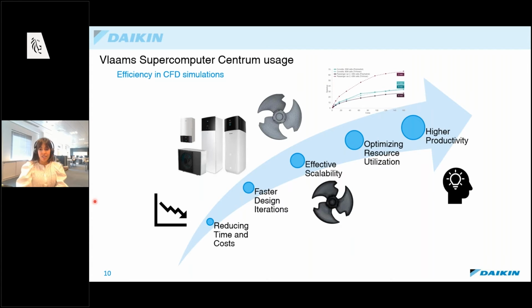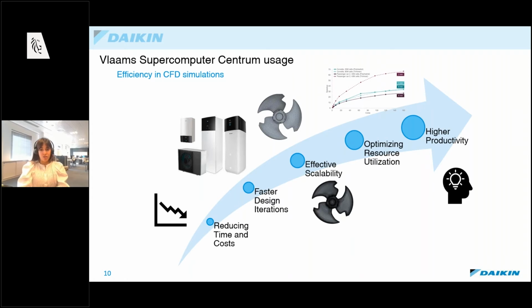Also, an effective scalability in CFD allows for larger and more complex models without sacrificing performance. Scalability ensures that the simulation remains accurate and reliable even as the size and complexity of the simulated system increase. Efficiency of the simulation makes better use of available computational resources, including hardware infrastructure such as CPUs and GPUs.